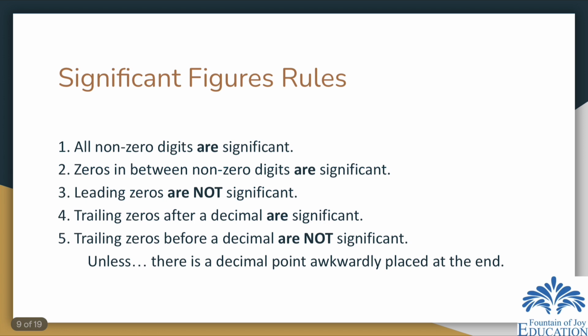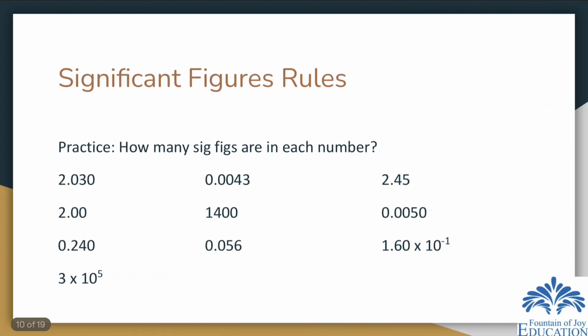Here is a summary of the rules to determine the number of significant figures in a number. Now, it's your turn to practice. Here are 10 numbers on the screen, and you can find out how many sig figs are in each number. You can pause the video. On the next slide, I'll show you the answer to each of these.